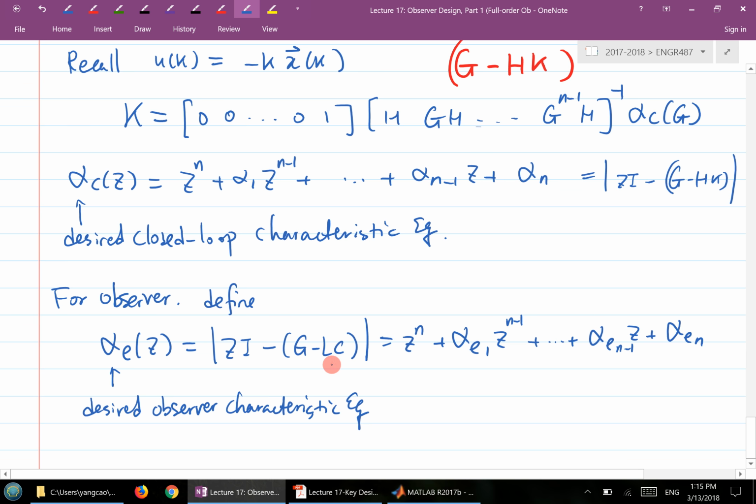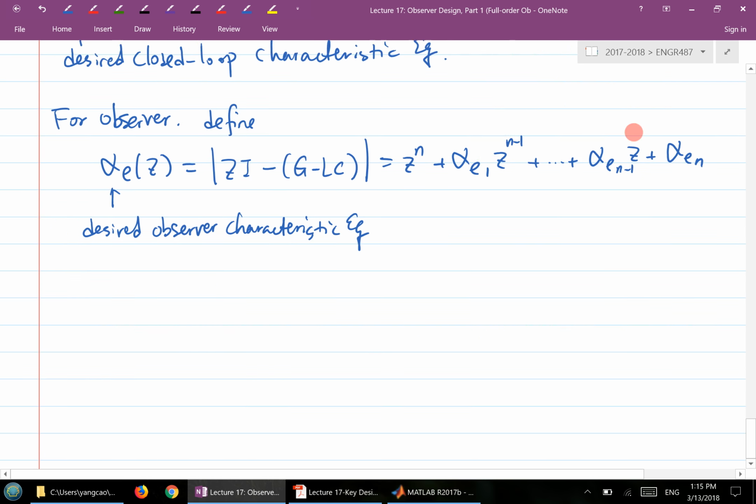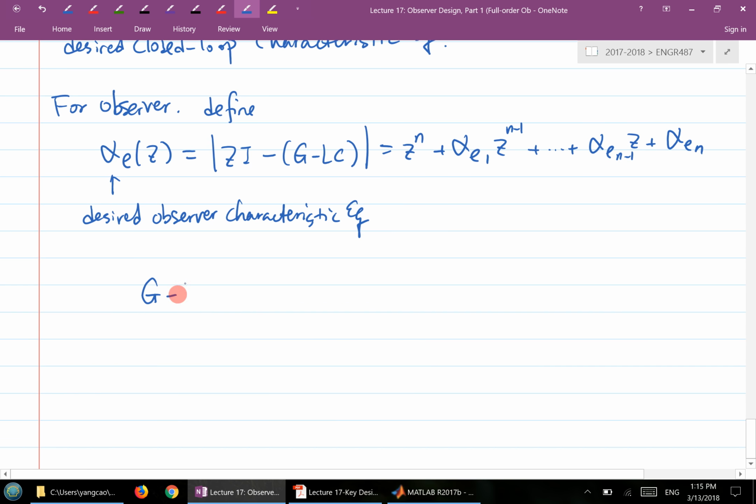So let's do a little bit of comparison. This side here is G minus LC. This side here is G minus HK. So for the observer, you've got G minus LC here; for feedback pole placement, you've got G minus HK here. Now remember, this is different. L is the design parameter here, and K is the design parameter there. Unfortunately, this is not G minus CL. If this were G minus CL, it would be in the same format as G minus HK, and then I could just replace a couple of parameters to use that. So this is basically different.